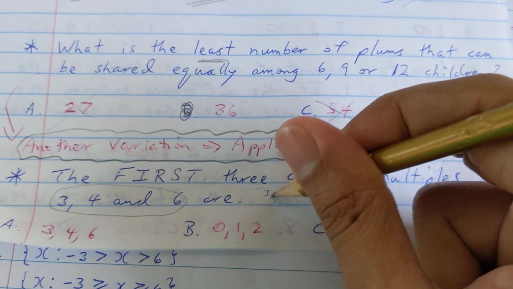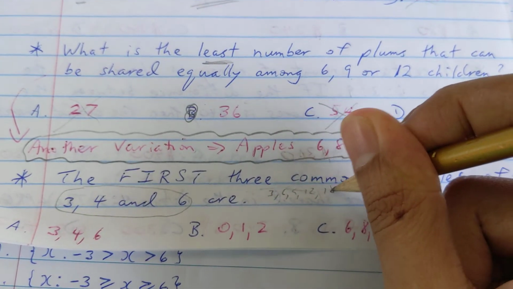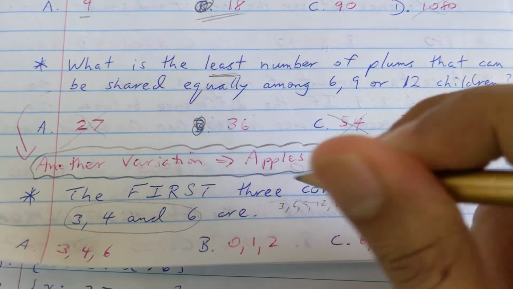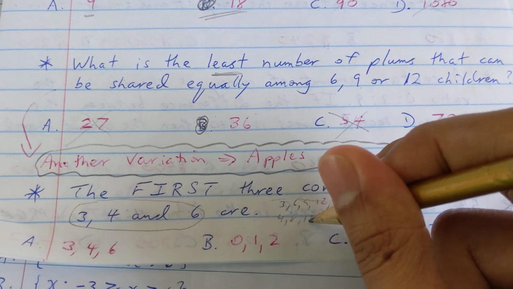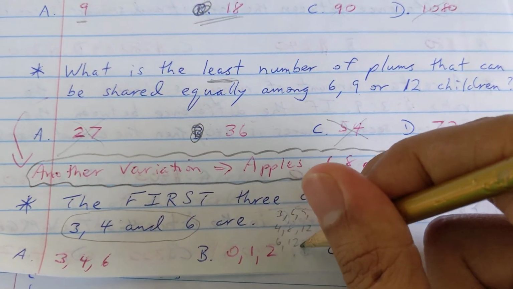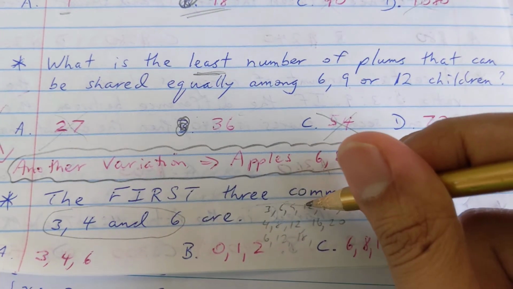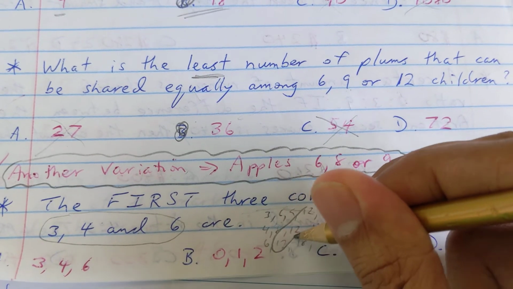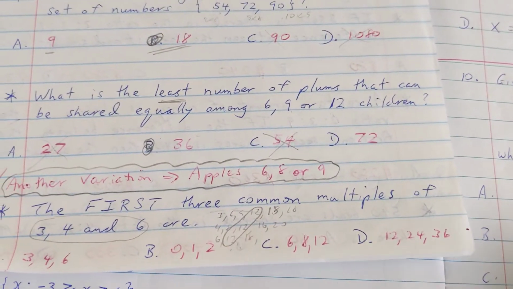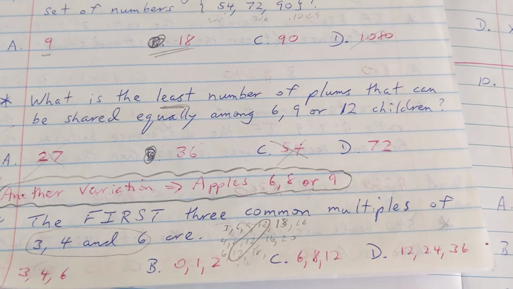So I start 3, 6, 9, 12, 15, 18. Then I do the same thing for 4: 4, 8, 12, 16, 20, and so on. 6, 12, 18, and by then you could already see what number they have in common. All three of them have 12 in common. So the common multiple that 3, 4, and 6 have is 12.